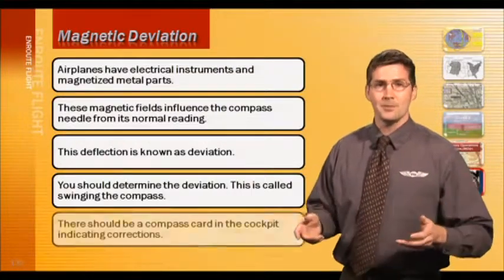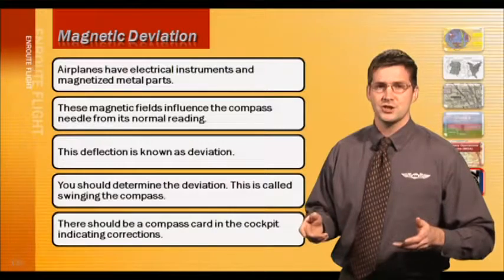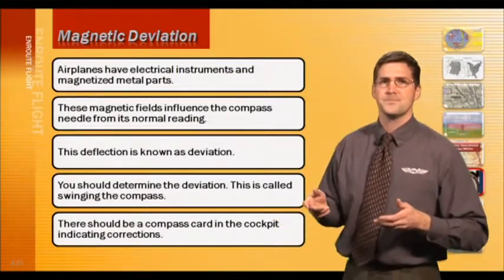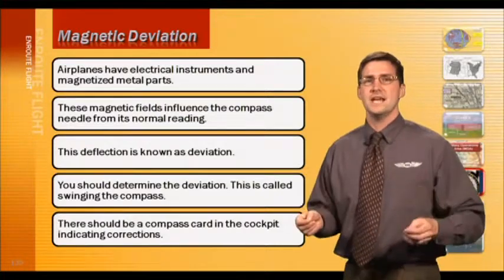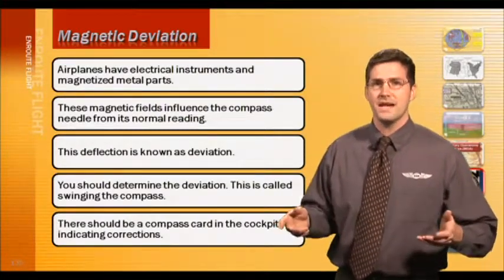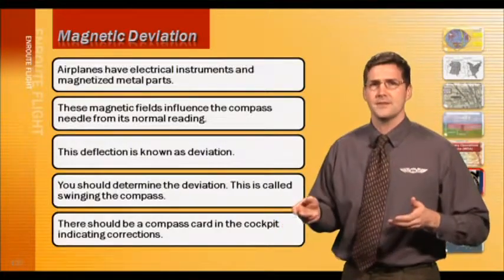Now there should be a compass card in the cockpit of the airplane you are flying, and this gives you the corrections you need to use for north, south, east, and west headings. Remember that deviation varies from airplane to airplane because each airplane is going to have its own magnetic field, depending on how many instruments are in and out of the aircraft at one particular time.